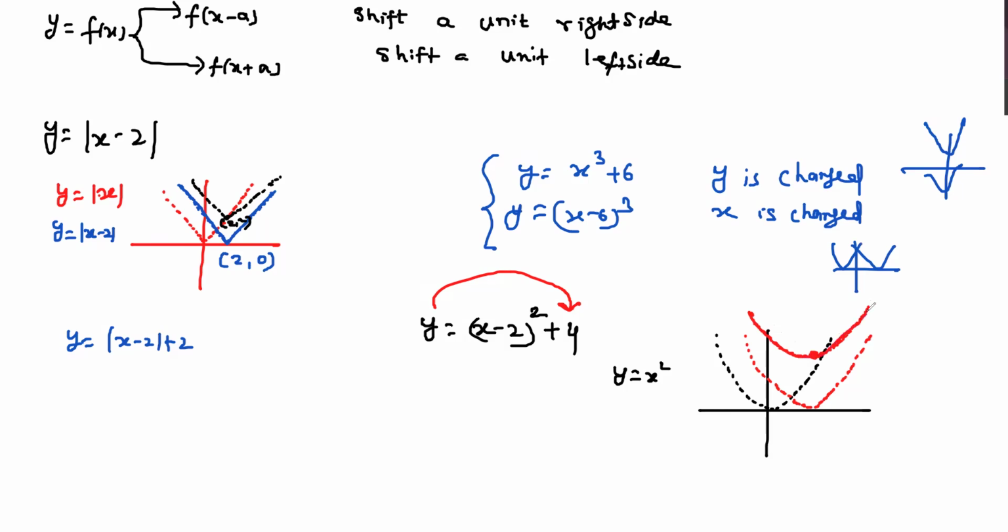Does the squared on the x minus 2 do anything? Yes, this second graph is x minus 2 whole square. And the black color graph is x square. And this is x minus 2 whole square plus 4. So first I plot x square graph. Then I shift it to right side with x minus 2 unit. And then add plus 4.